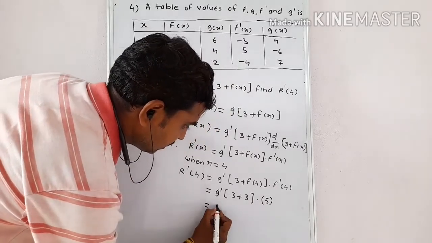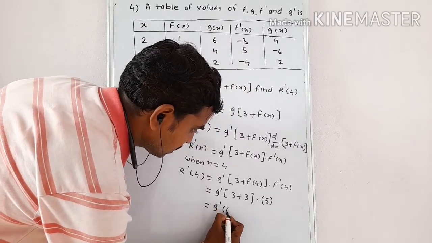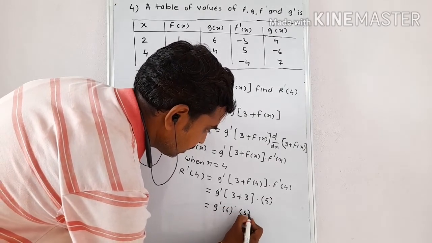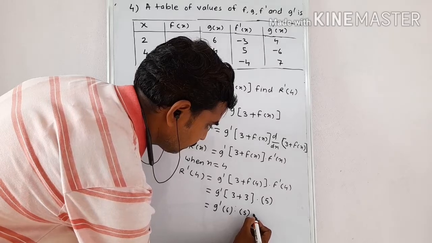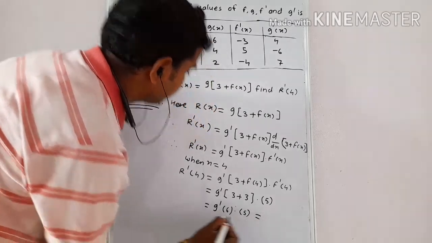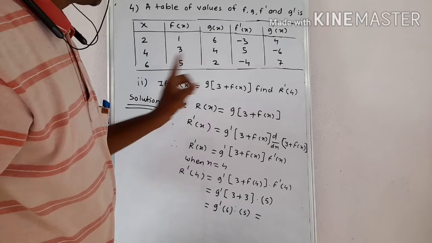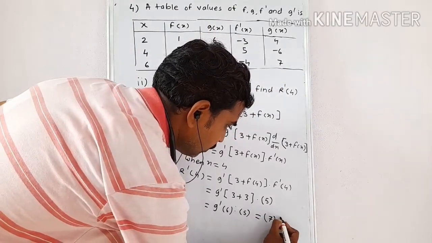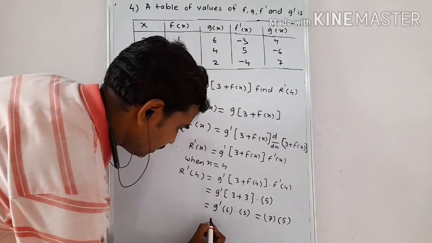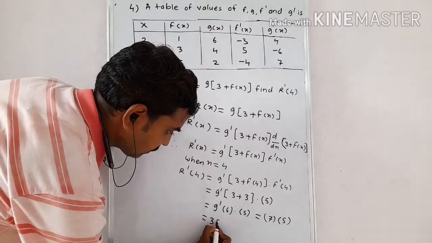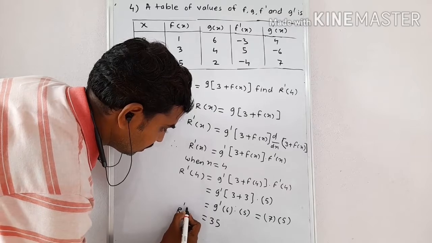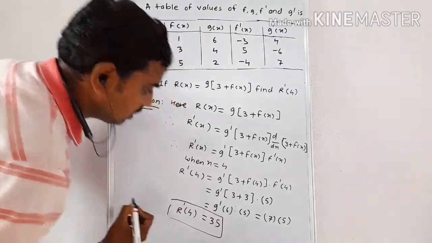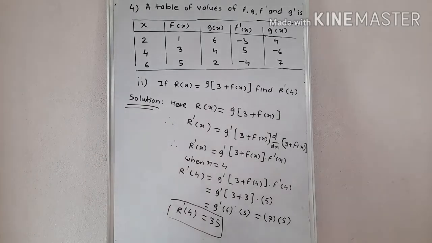Now 3 plus 3 is 6, so we write g dash of 6 into 5. And what is the value of g dash of 6? The value of g dash of 6, that is the last value, is 7. Therefore we write 7 into 5, and 7 into 5 is 35. Therefore this is the second answer, r dash of 4 is 35.